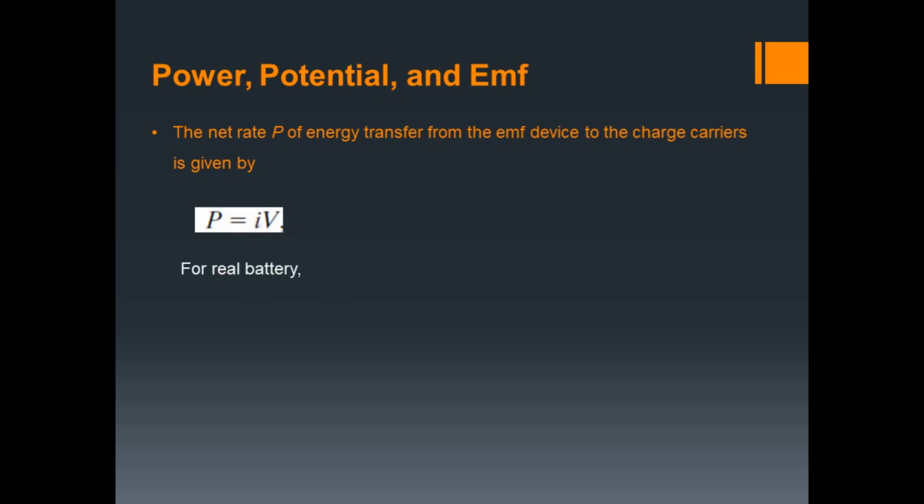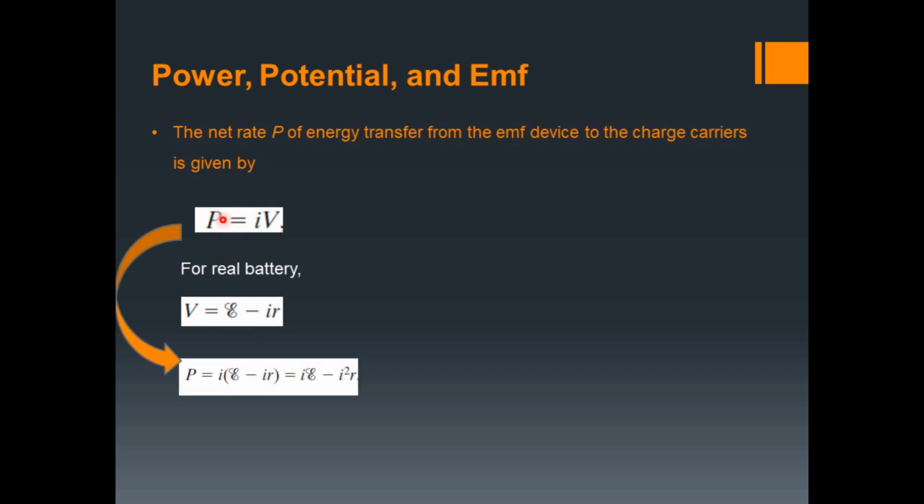Now for the real battery, we know that voltage is equal to EMF minus IR. It means for the real battery, voltage is always less than the EMF. Then this equation will become, if you just put the value of V in this equation, P is equal to I times EMF minus IR. So this will become I EMF minus I square R if you just multiply I with the terms inside the bracket.